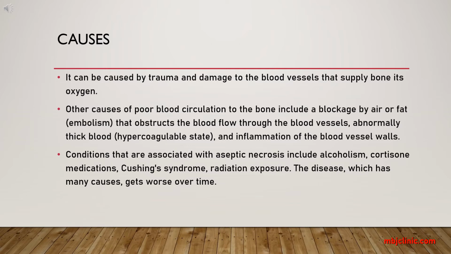Other causes of poor blood circulation to the bone include blockage of the blood by air or fat embolism that obstruct the blood flow through the blood vessels. Abnormally thick blood and inflammation of the blood vessels can cause aseptic necrosis or avascular necrosis. Conditions that are associated with aseptic necrosis include alcoholism, cortisone medications, Cushing syndrome, radiation exposure. The disease, which has many causes, gets worse over time.